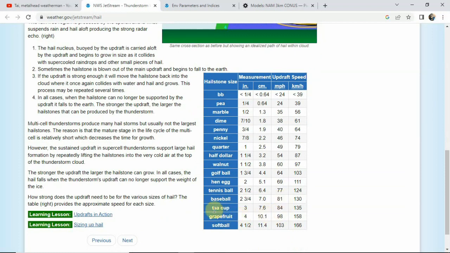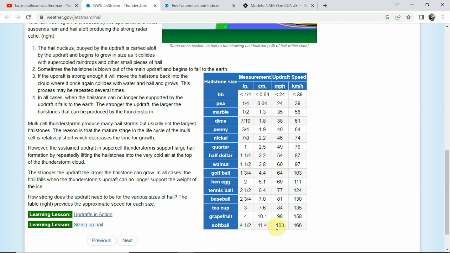Then beyond that, it just gets ridiculous. Teacup, 84 miles an hour. Grapefruit, almost a 98 mile per hour updraft. And then, of course, the granddaddy of them all. And there's been bigger hail than this. I've actually heard there was once a 9 inch hailstone. Of course, this was out west towards the Rockies. I think it was Wyoming. But to put it in perspective for you, this is softball size hail, 4.5 inch hail. You need an updraft of 103 miles an hour.